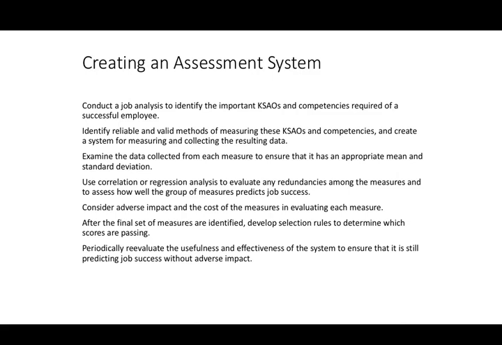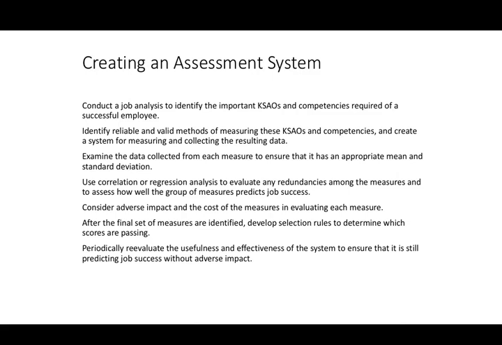We also want to consider adverse impact and the cost of the measures in evaluating each measure. So remember, we went back to our list of things that we needed to consider. As we look at each measure, is it costly? Okay, it may be costly. Does it give us a high level of validity so that it is worth spending the money? Versus if I could spend a couple of dollars less, would I get something very similar?